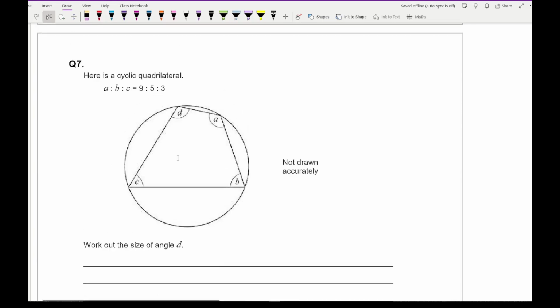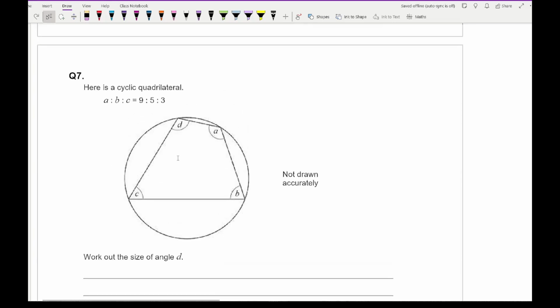Moving on to our last question, it says here is a cyclic quadrilateral. It says work out the size of angle D. So for this, what we need to do is first of all look at what we know about cyclic quadrilaterals. Well, what do we know? Well, we know that all the angles added up, so A plus B plus C plus D equals 360 because it's a quadrilateral, and we also know that opposite angles add up to 180, so A plus C equals 180 and B plus D equals 180.